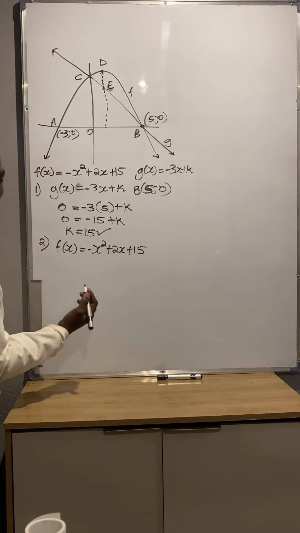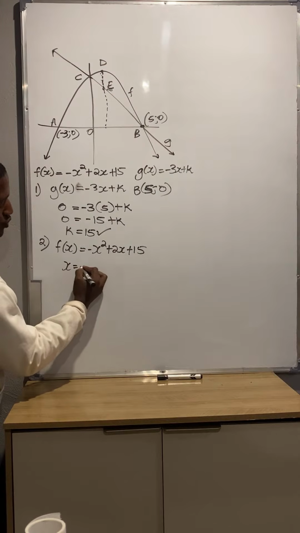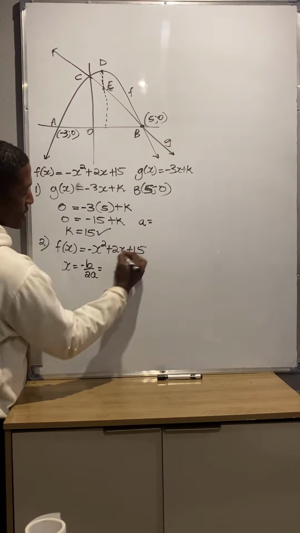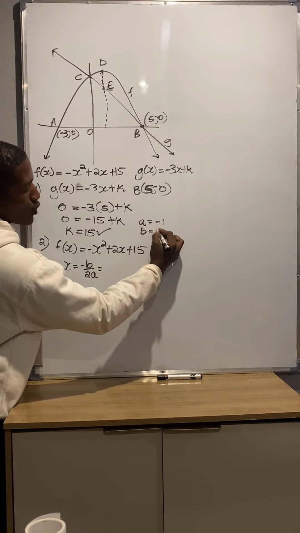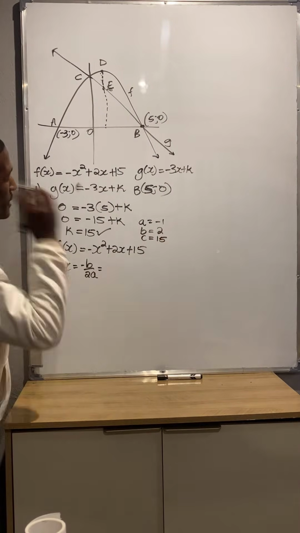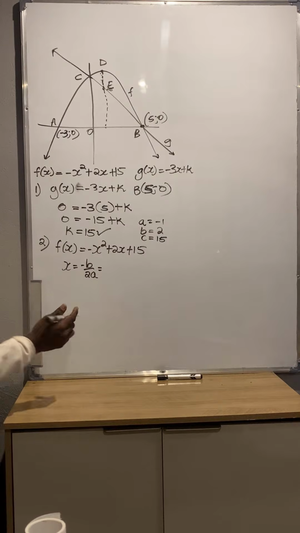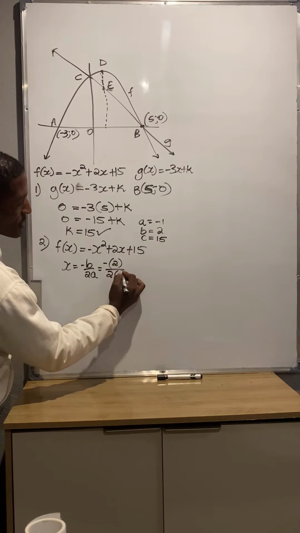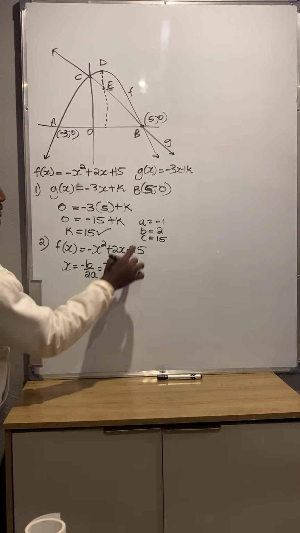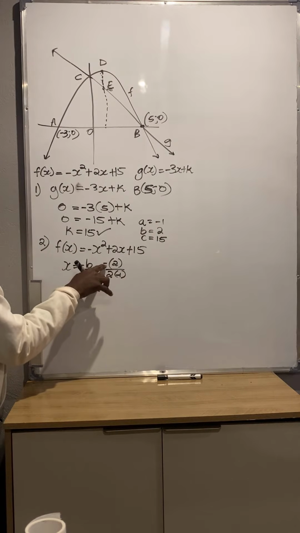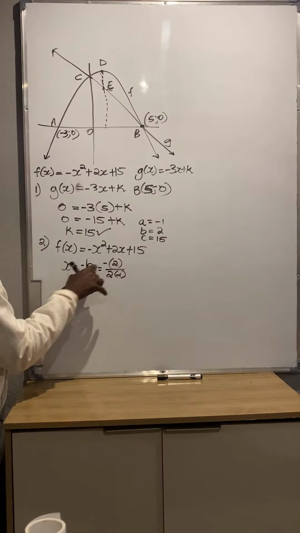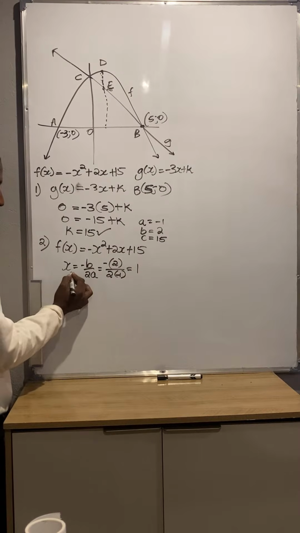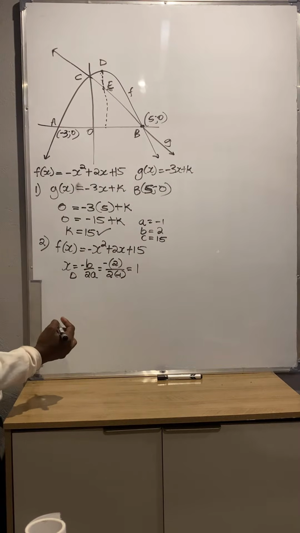The coordinates of the turning point, x is equal to negative b over 2a. Remember our a is negative 1, b is 2, c is 15. So it's going to be negative, open bracket, 2 over 2 times negative 1, which is 2 over negative 1. Therefore, our answer is going to be 1.